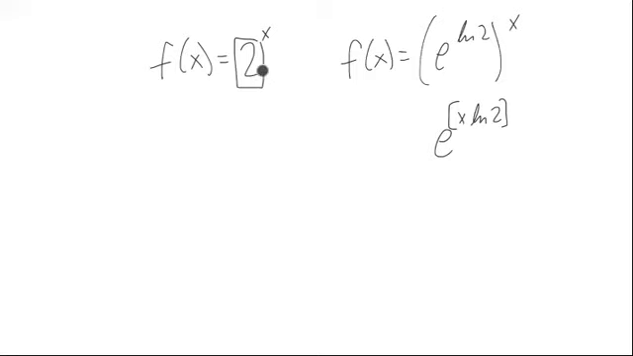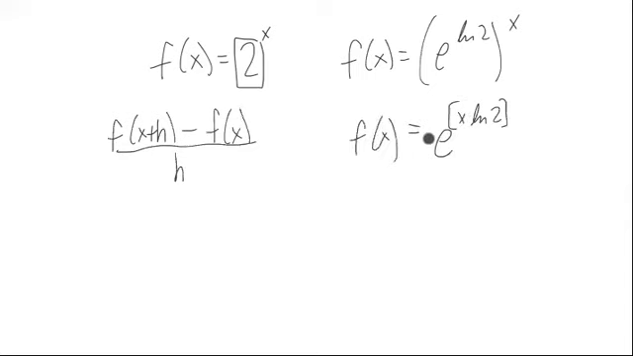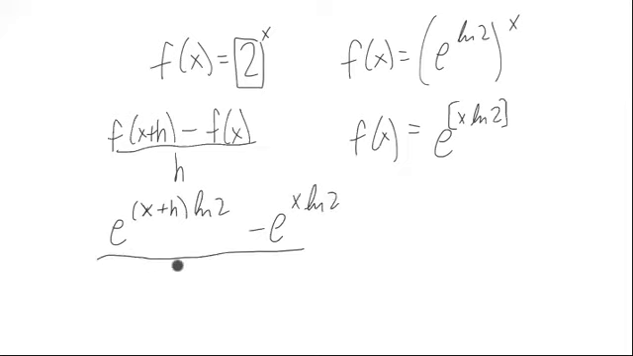If we want to find the derivative of this function, we think f of x plus h minus f of x all over h. But we're going to use this form of f of x. So we're going to get e to the x plus h times natural log 2, minus e to the x natural log 2, all over h.